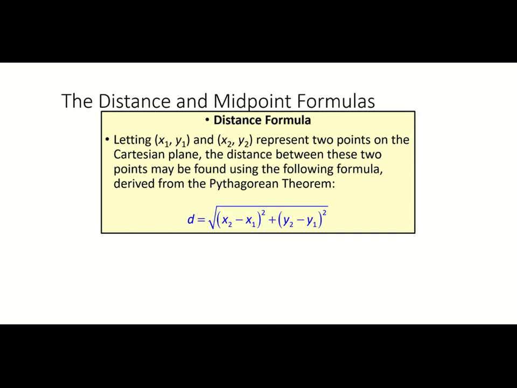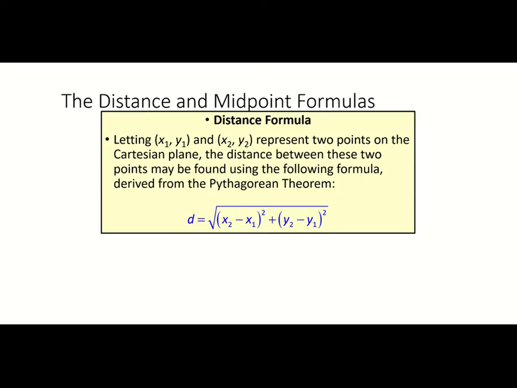So the distance formula, you need 2 ordered pairs, so you can find the distance between those 2 points on any line. And our distance formula is the square root of x sub 2 minus x sub 1, squared, plus y sub 2 minus y sub 1, squared. And we're going to practice that in just a second. We're going to take a look at a couple of those.